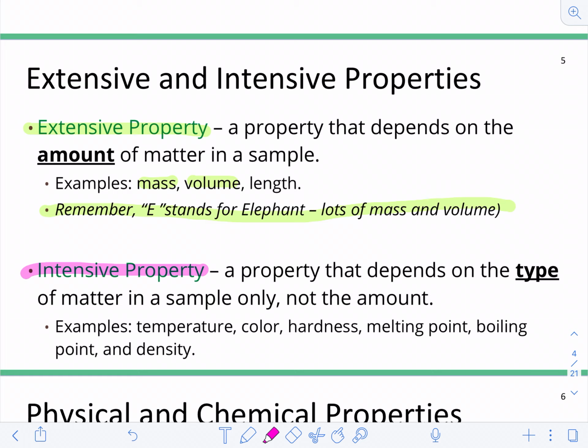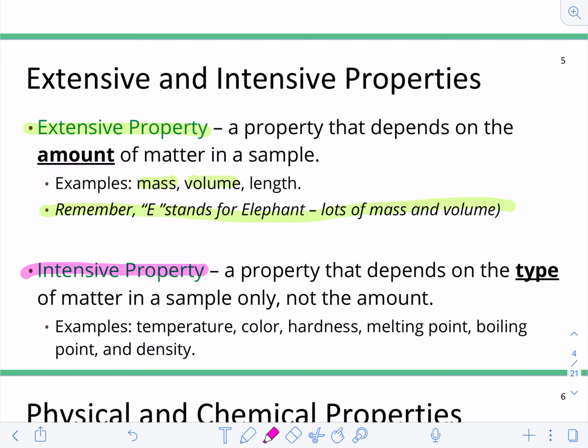Same thing with freezing. So color: it doesn't matter how much of a substance you have, the color of that substance is not going to change. If you have a swimming pool full of water, adding a few more drops, or adding another swimming pool's worth of water, is not going to change the color. The fact that it's water is what gives it its color. That's an intensive property.